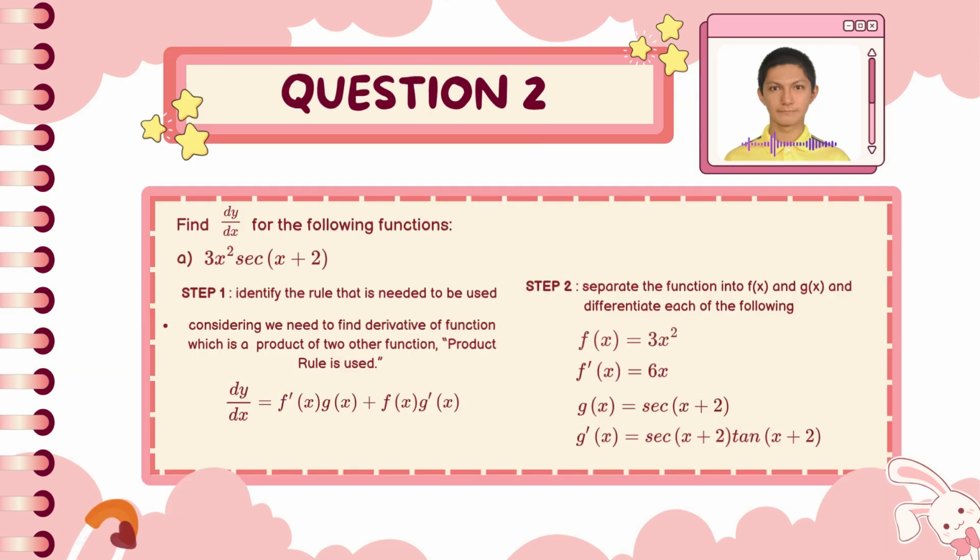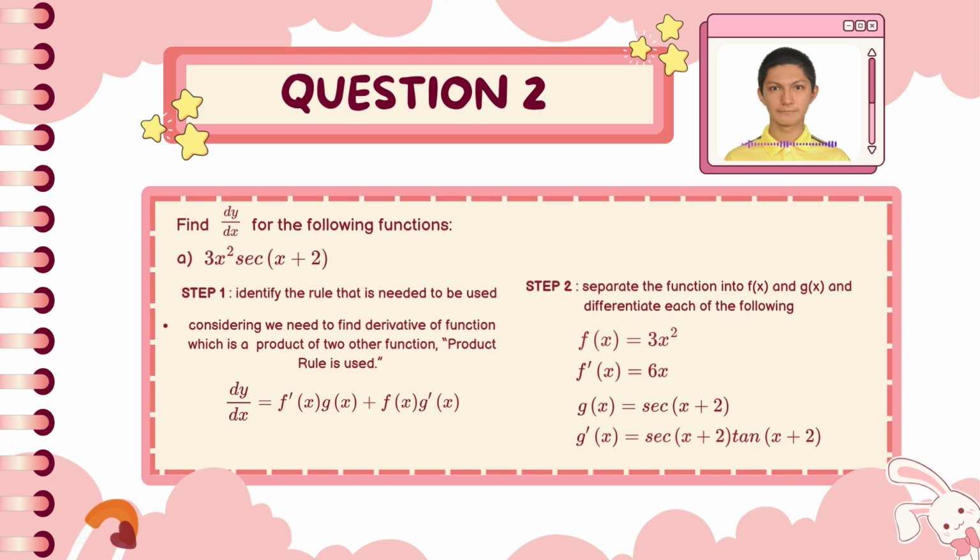So now we are going to discuss the second question. For this question, we need to find the dy dx for the following functions. For question A, which is 3x squared sec x plus 2. First step, we need to know which rule to use, and for this function, we will use the product rule, which is dy dx equal to f prime x gx plus fx g prime x.